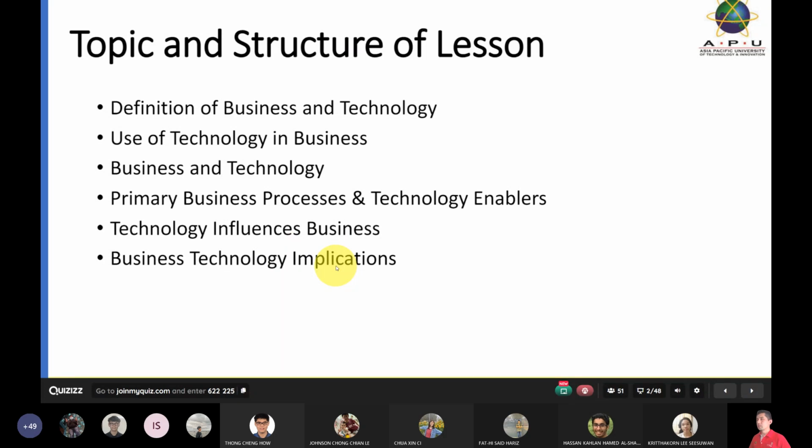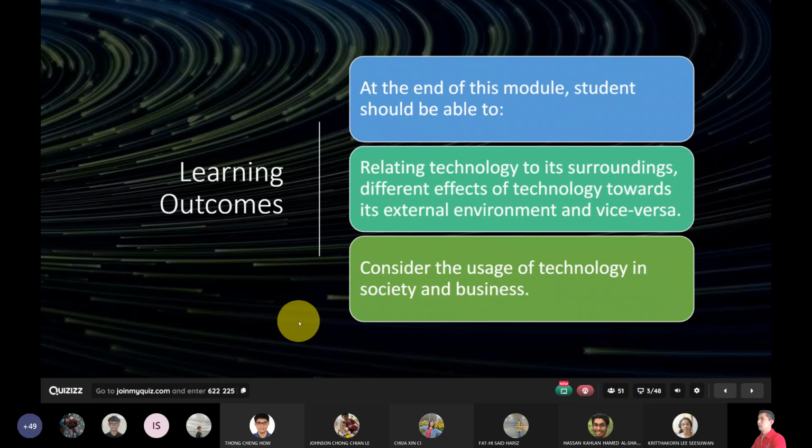The good thing is that this is also in relation to what you're covering this week. Your weekly task this week is talking about the effects of technology, so obviously you can also look at it from the perspective of a business. These are your learning outcomes. There are two mainly highlighted here: relating technology to its surroundings, the different effects of technology, as well as its external environments. There are many different perspectives you can take when you're looking at business and technology together.